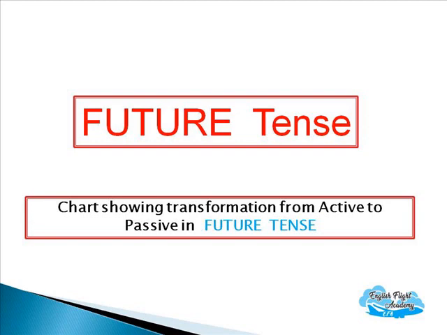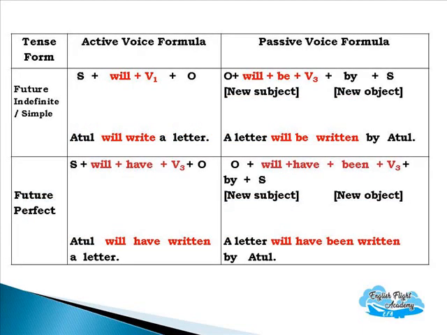Now comes the last tense, that is future tense, and the chart showing transformation from active to passive. As you know, my dear students, in future only two tenses can be converted or transformed from the active to the passive voice: simple future and future perfect. So what's the formula for simple future? The active voice formula is subject plus will plus verb 1 plus object, and the passive voice formula is object plus will be plus verb 3 plus by plus subject. "Atul will write a letter" becomes "A letter will be written by Atul."